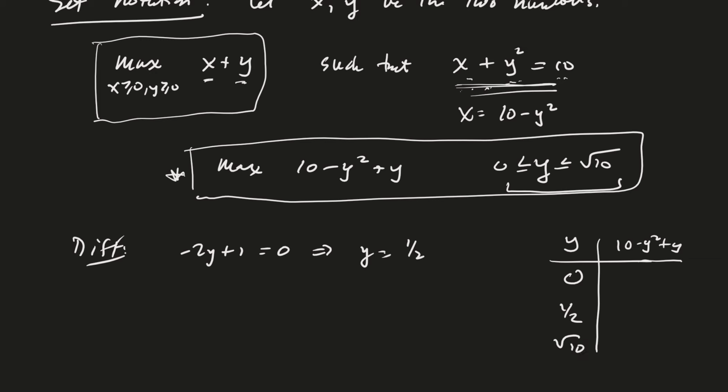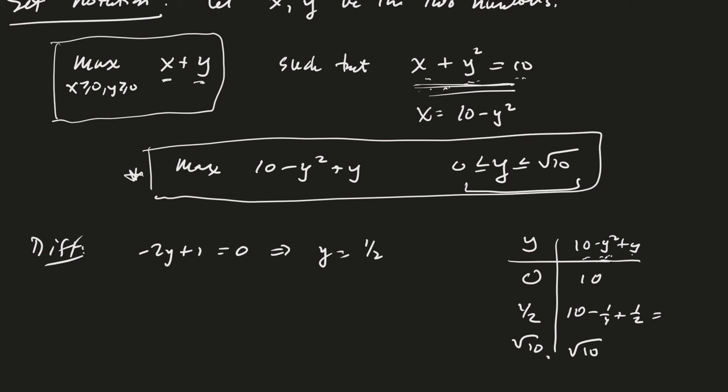So if I plug in y equals 0, I get 10. And what happens if I plug in the square root of 10? 10 minus 10 would be 0, so that would be square root of 10, right? And then what happens when I plug in 1 half? Looks like I get 10 minus a quarter plus a half. So that's 10 and a quarter. Right, and so that is the maximum.